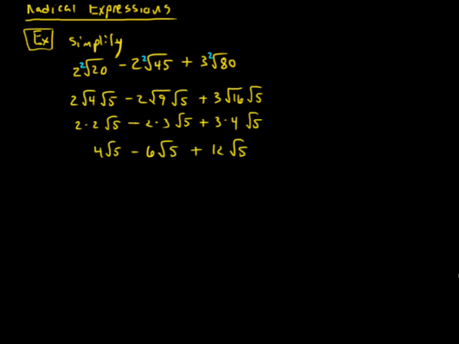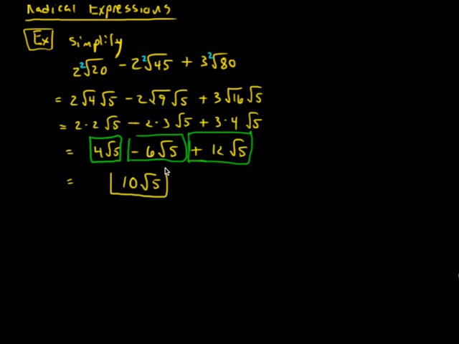So now these will behave like terms, as if this said 4x minus 6x plus 12x. And I can combine them merely by adding their coefficients to one another. So 4 minus 6 is negative 2, plus 12 is a total of 10 square roots of 5. So that is as simple as it gets. I was able to combine those. Not always will they work out so nicely, but in this case it did.